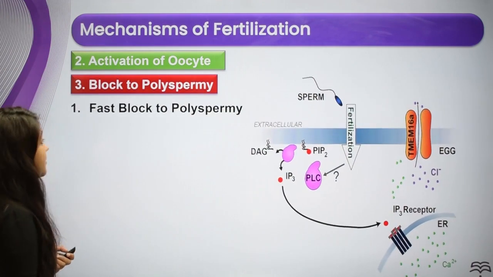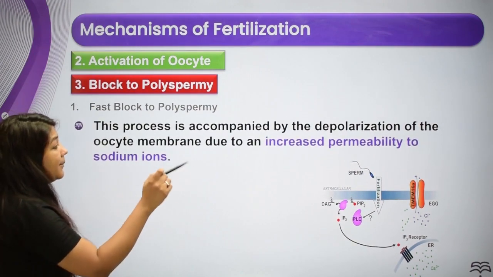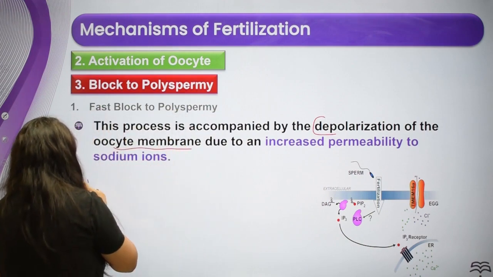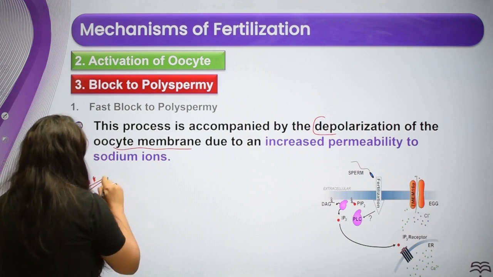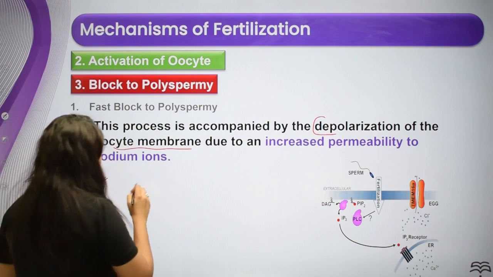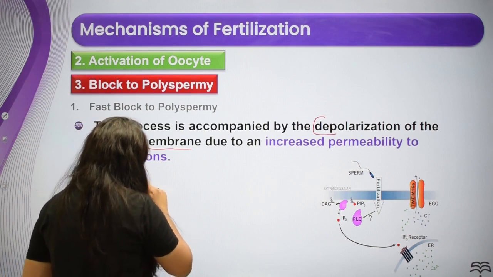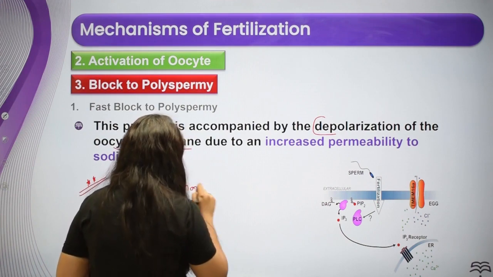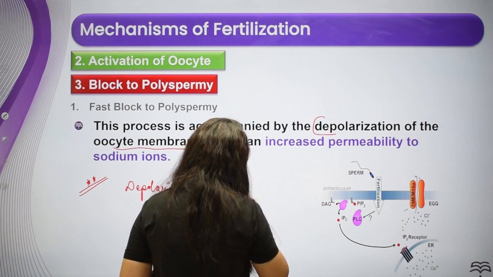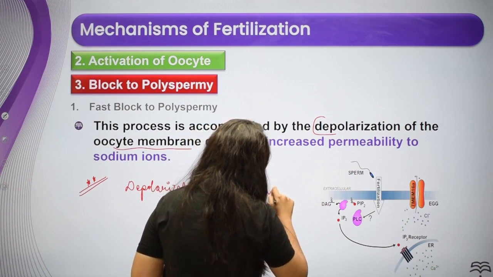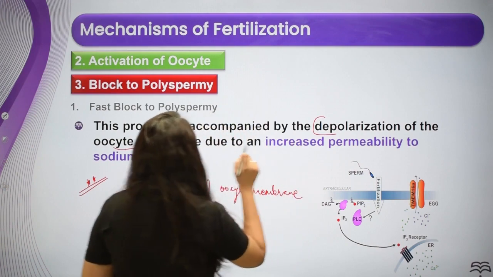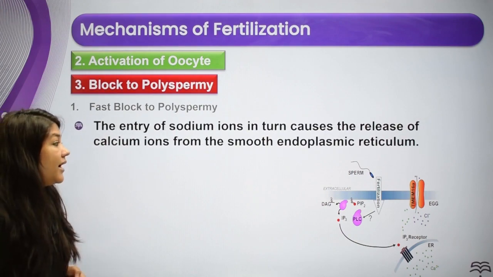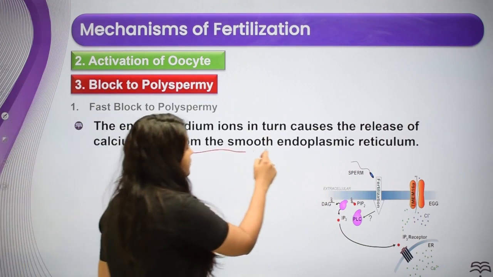Right? Fast block to polyspermy, here what is happening, this process is accompanied by depolarization of the oocyte membrane. ठीक है, ये बहुत important point है. In the fast block to polyspermy, what is happening, there is depolarization of the oocyte membrane, okay, due to an increased permeability to sodium ions. Now, the entry of the sodium ions in turn causes the release of the calcium ions from the SER, from the smooth endoplasmic reticulum.